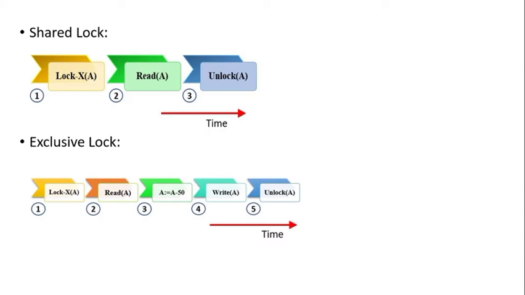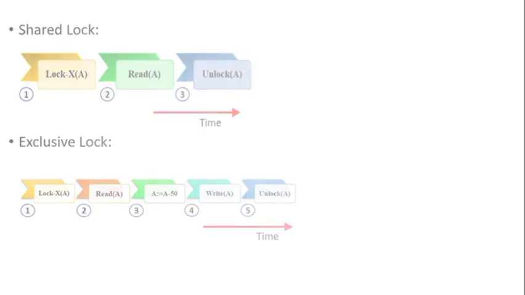In the exclusive lock, the transaction will acquire an exclusive lock on the data item A and reads the current value of the data item. In the third step, the data is modified. As we require, we can modify the data. In the example illustrated, a value of 50 is subtracted from the data item A and we update the data item, we write the data item. Once the transaction is completed, the data will be unlocked. The exclusive lock is held by a single transaction at a time.